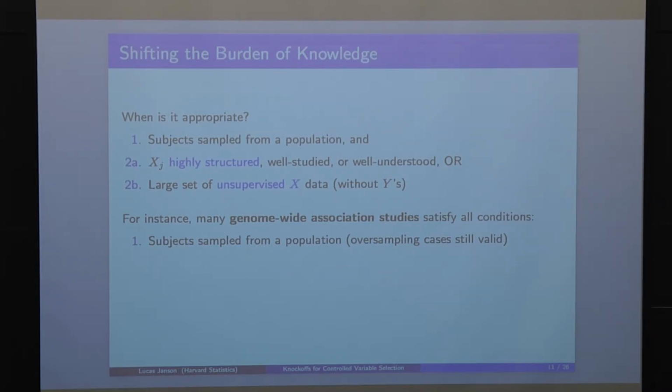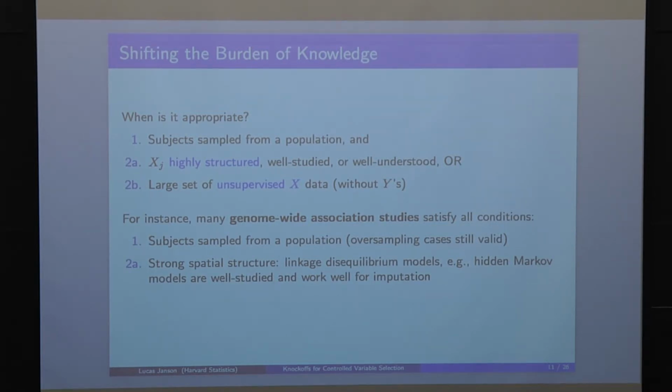So for instance, in genome-wide association studies, I think it fits the bill very well. Even in case-control studies, we do have IID samples from some population. It's not the general population because we're oversampling cases, but it is IID samples from a population, so it's still no problem. We have a very strong spatial structure that's actually been studied quite a lot. It's well understood. We have good linkage disequilibrium models for the distribution of the mutations you have along your genome. Hidden Markov models have been very successfully employed by genomicists to do, for instance, data imputation. And so we can use those exact same models to model X and do our inference.